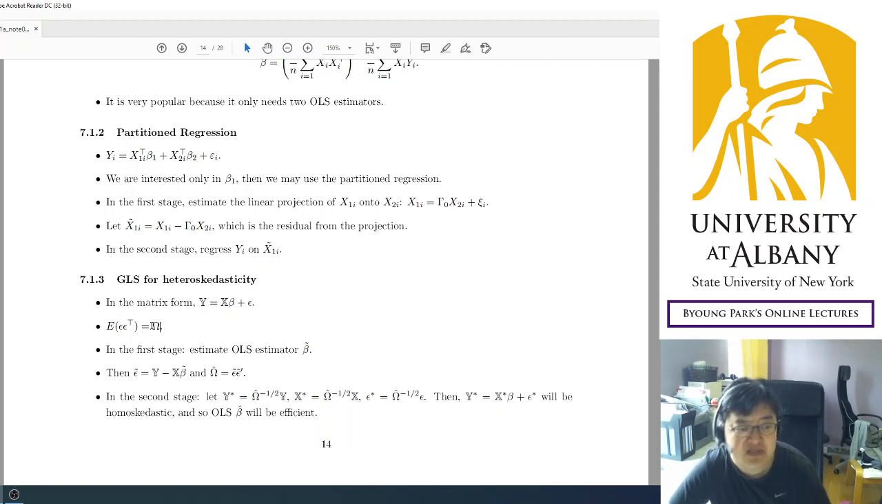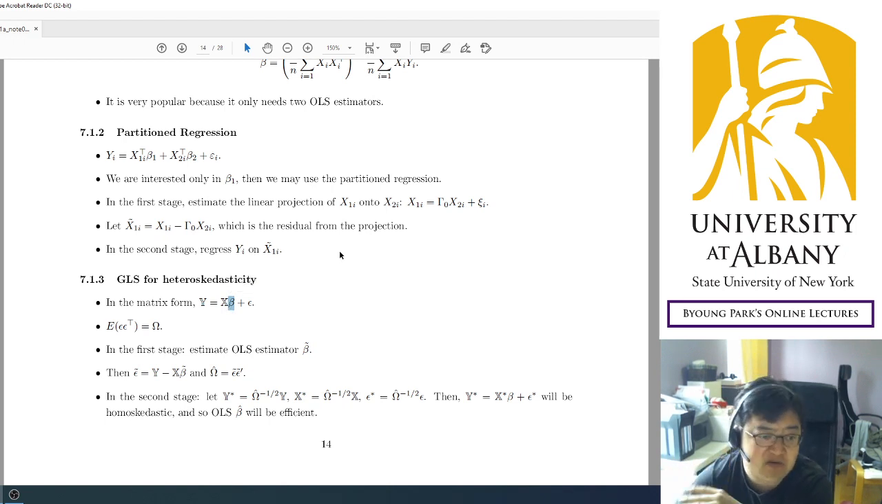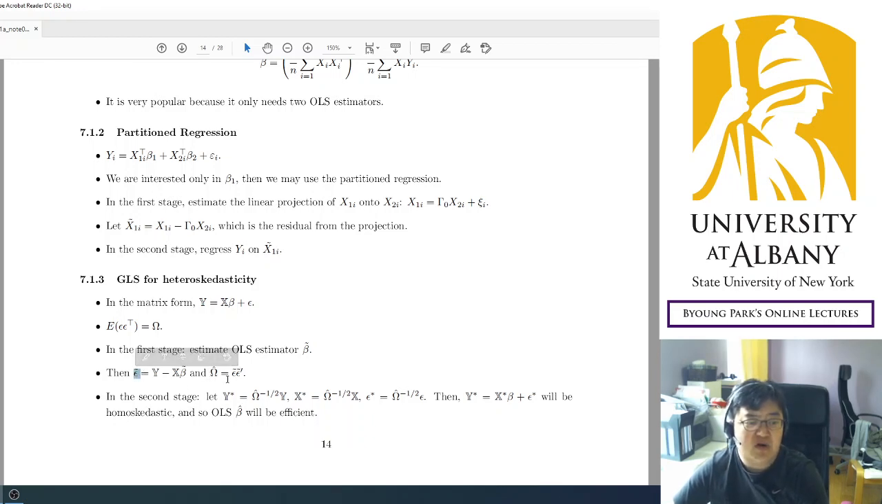Then what we do here is we first estimate the OLS estimator for beta, without using any variance matrix, just estimate beta as usual. Then, using the estimated beta, we estimate the residual, the error term. Error terms are approximately calculated like this, and then from there you can calculate the variance matrix, replacing expectation with the observed epsilon.